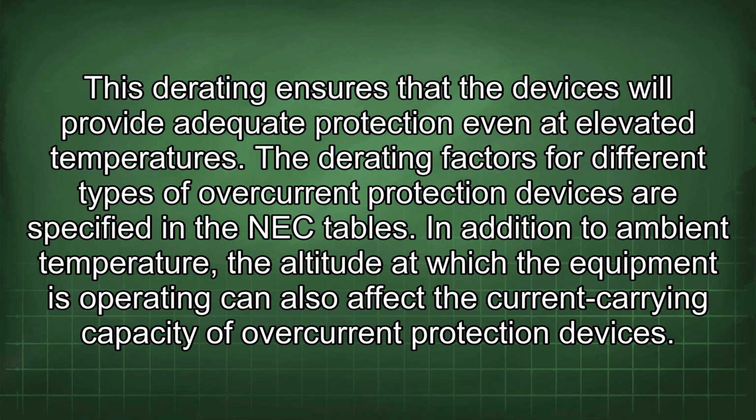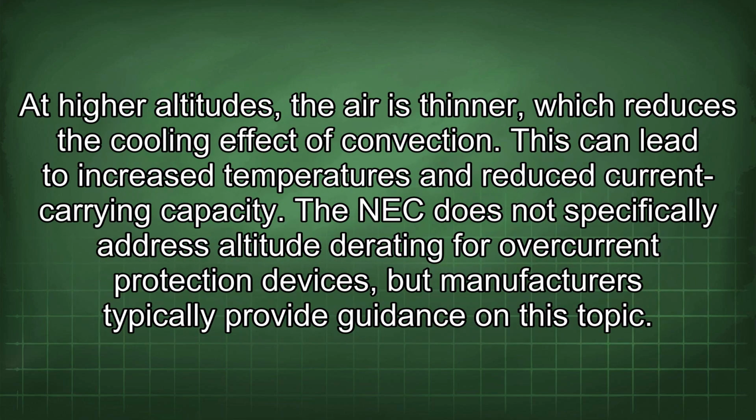In addition to ambient temperature, the altitude at which the equipment is operating can also affect the current carrying capacity of overcurrent protection devices. At higher altitudes, the air is thinner, which reduces the cooling effect of convection. This can lead to increased temperatures and reduced current carrying capacity. The NEC does not specifically address altitude derating for overcurrent protection devices, but manufacturers typically provide guidance on this topic.